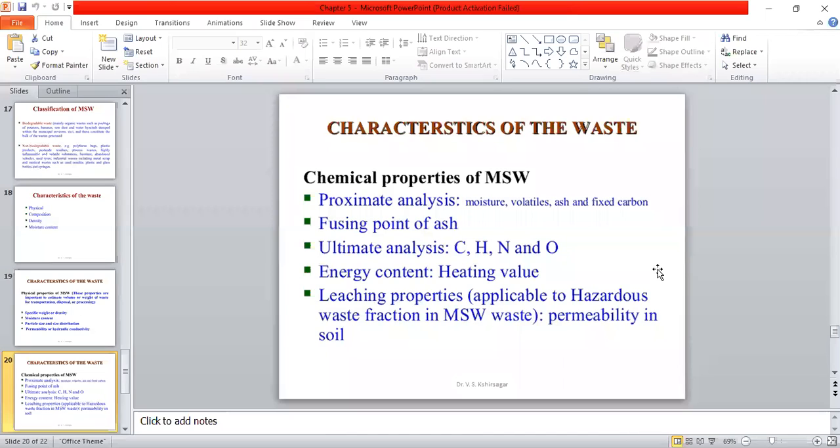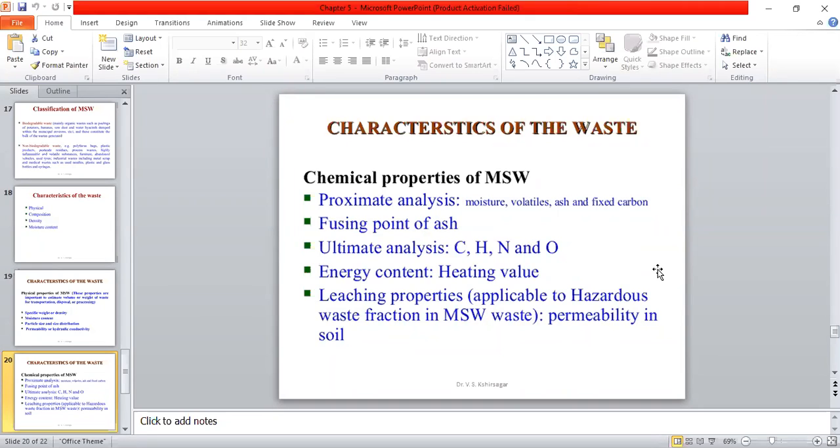So accordingly, this, as a chemical characteristic of the municipal solid waste, you need to understand to take decisions in respect of treatment or in respect of disposal of solid waste.